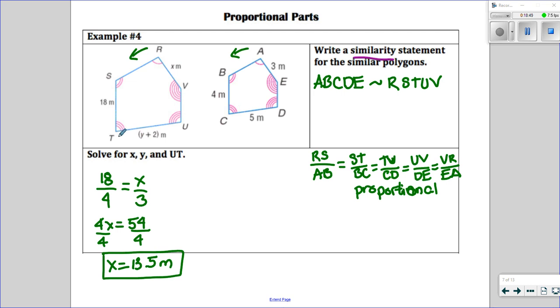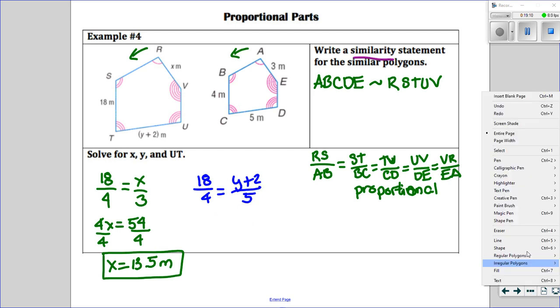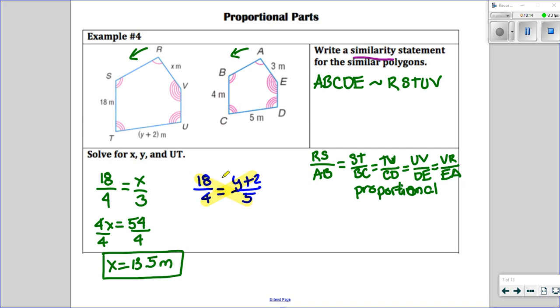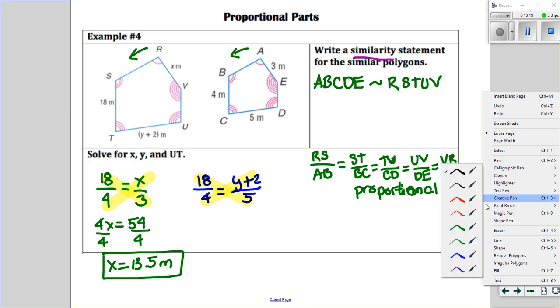All right, I notice that y plus 2 is for TU, and I know TU is in proportion to CD. So I'm going to use two ratios. I have 18 over 4 equals y plus 2, which is proportional to CD, which is 5. Then I'm going to cross multiply, so that you know what I was doing.